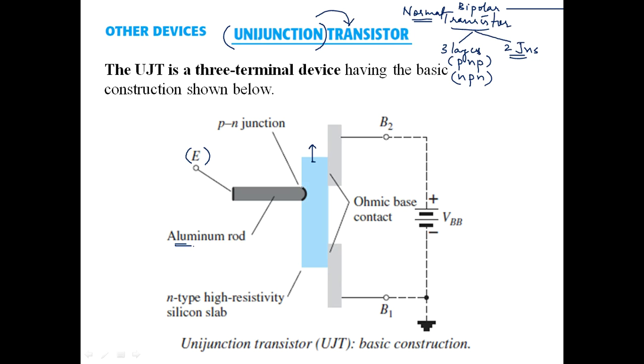Now at the junction, I repeat, there is a junction between the aluminum metal rod and the N-type silicon, and this is the only junction that exists in this particular device. Since it is the only junction, it is called a unijunction. Uni means single. So it is a unijunction transistor. Now the point is, how does this particular structure act as if it is a transistor?